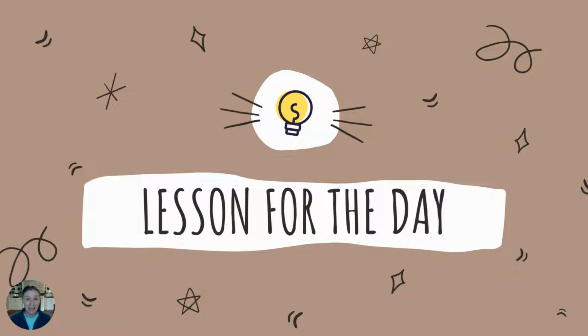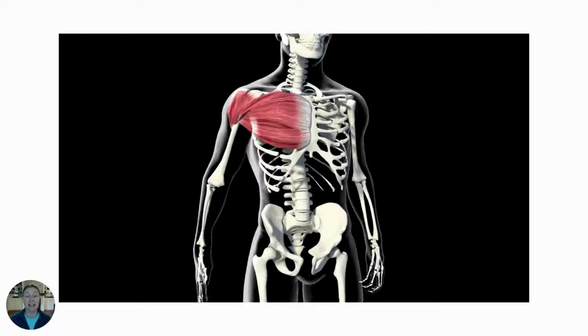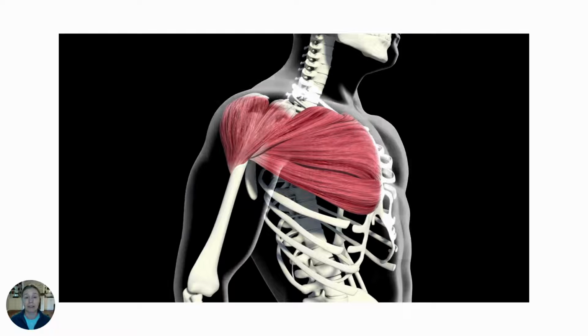So today's lesson, we're talking all about, guess what? Muscle action. Muscle action is about the relationship between the resistance applied and the force that's produced by a muscle. So we're looking at things that allow us to contract our muscles against a load and balance that load. But we're also looking at the ways the muscles respond when that force or that external resistance is greater than the force that the muscle can produce. So with all that said, let's dive into the body, peel back a bit of muscle, and look.